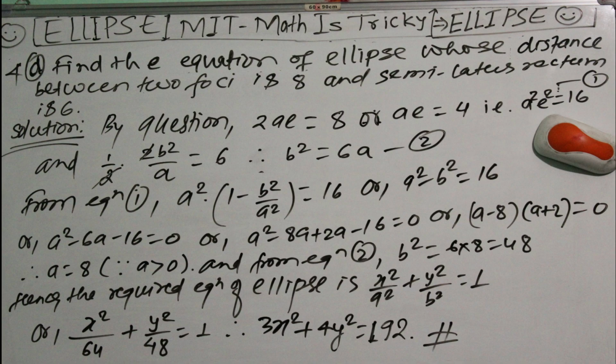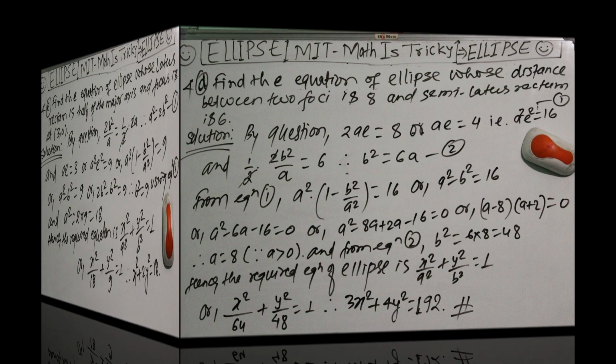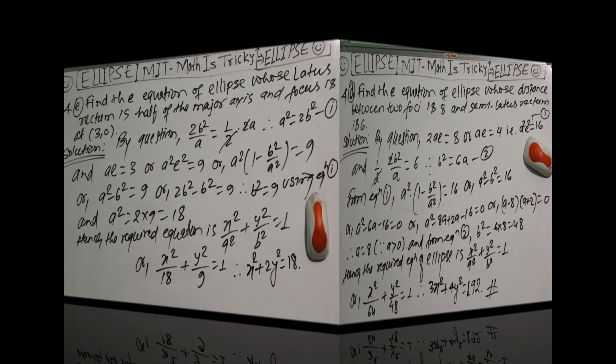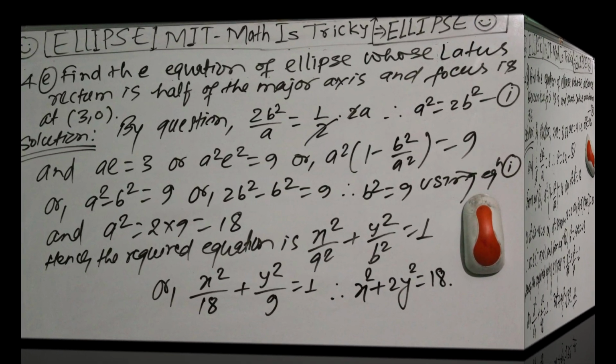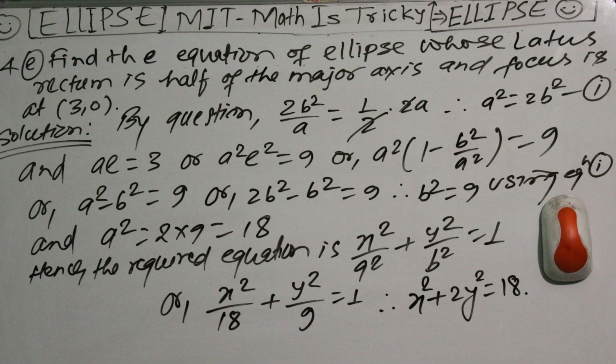Okay, so now we'll move to the next question, question number 4a. Find the equation of ellipse whose latus rectum is half of the major axis and focus is (3, 0). So by question, latus rectum is 2b square by a equals half, that is 1 by 2 of the major axis, and major axis is 2a. So we'll get 2b square equals a square, that is a square equals 2b square. Let it be equation 1.